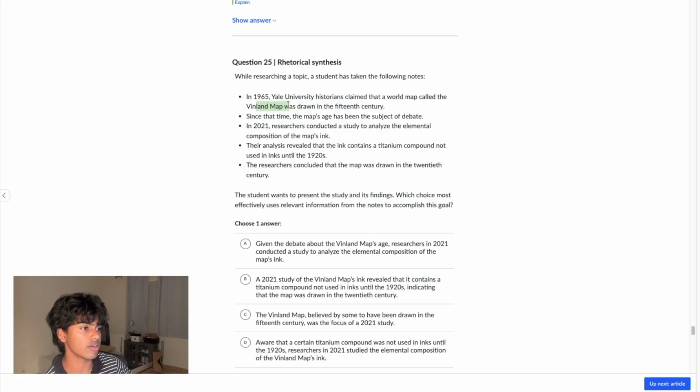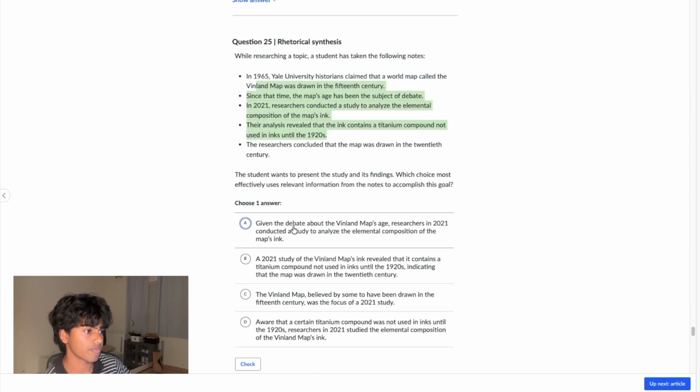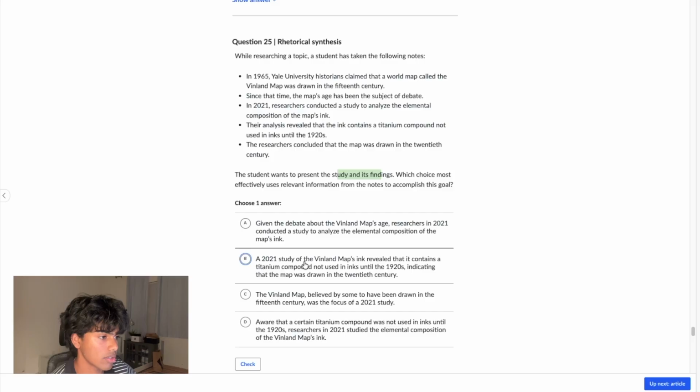So the study and its findings. So we need to present the study and the findings. So here's findings. Are there any findings in this one? No. Is it what the study is? Are there any findings in this one? No. Are there any findings in this one? Also, no. Has to be.